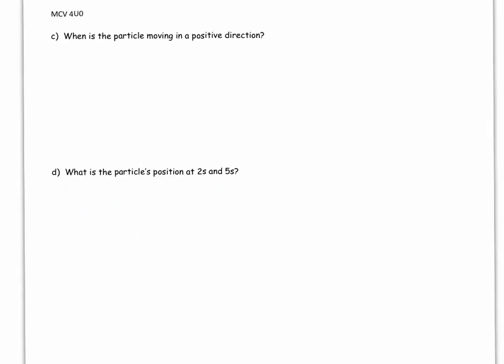Okay, next question. C, when is the particle moving in a positive direction? Okay, so let's think about what this one means. This one's a little bit new. We already said that the particle is at rest when v at t equals 0. So the particle is moving in a positive direction when v at t is greater than 0.